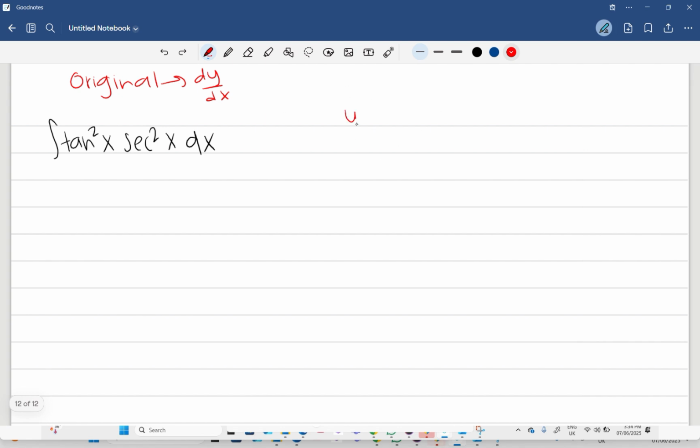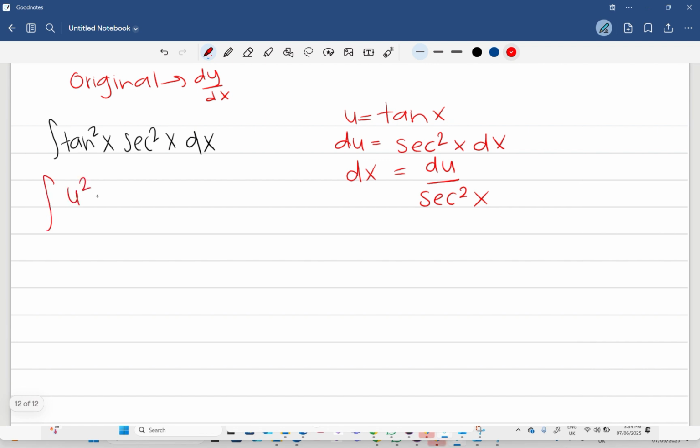So I'm going to take u is equals to tangent x. I'm going to get my du. What's the derivative of tangent? Secant squared x dx. Then my dx is what? Always it's du over whatever is next to the dx, secant squared x. Now, why is it very important for me to know which value of u I'm going to choose? Now, if I go back here and I'm going to put my integration again, this is going to be u squared secant squared x multiplied by my dx, we found it to be du over secant squared.